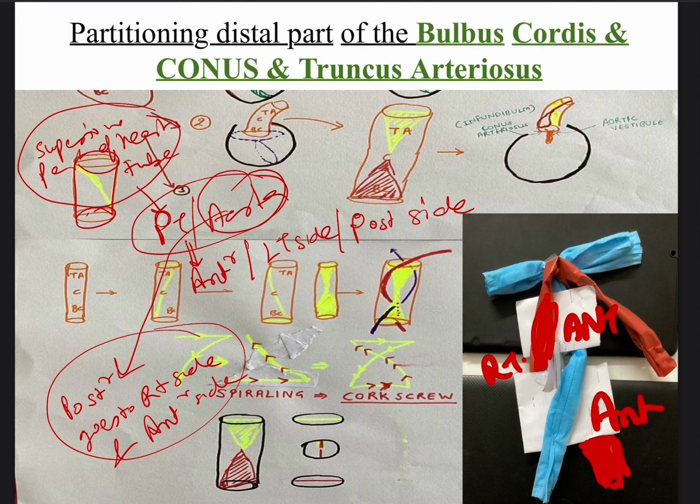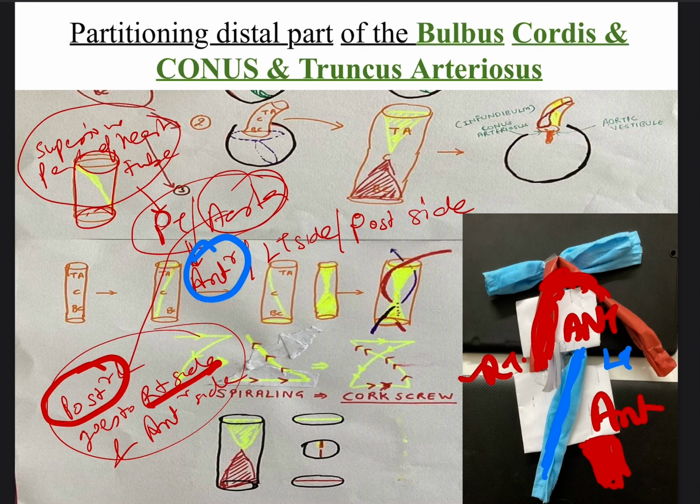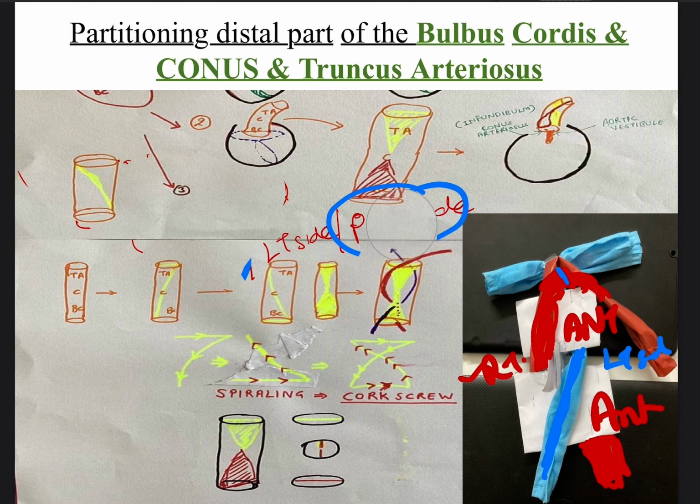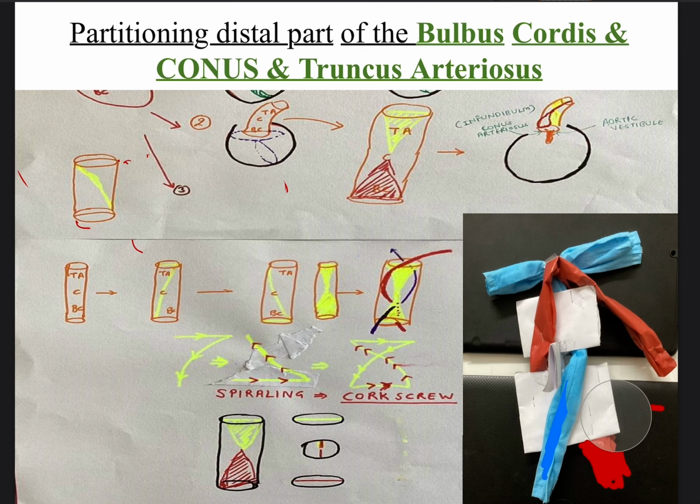What happens? The aorta is initially underneath, or posterior. Then it comes to the right side, and then finally comes anteriorly. What happens in the case of the pulmonary trunk? The pulmonary trunk is initially anterior, then goes to the left side, and then finally goes posteriorly through this spiral septum. So how is this spiral septum forming? This becomes a special question in our mind: how does this spiral septum form?